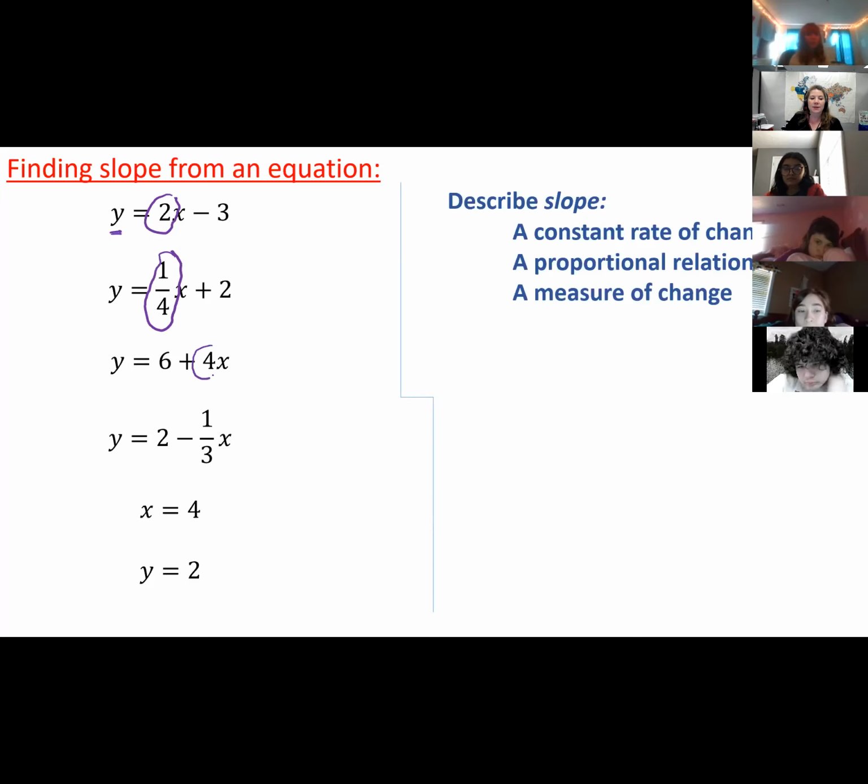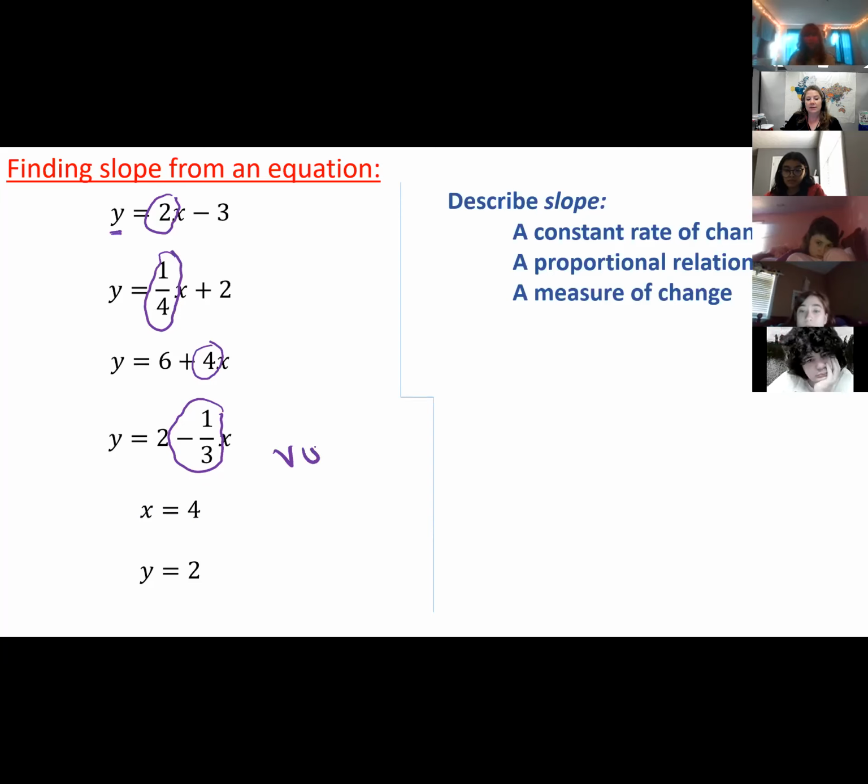4, not 6, because 4 is being multiplied by x. What about the slope of the next one? Be careful on the next one. Oh, y'all remembered. Fantastic. If you tell me it's 1/3, it's not right. It's negative 1/3. Okay. And then here's our little exceptions to the rule.